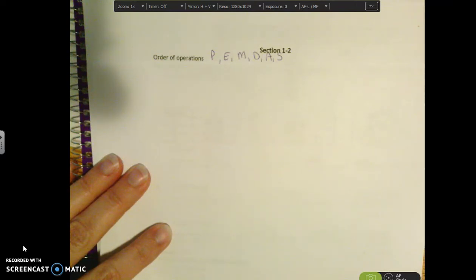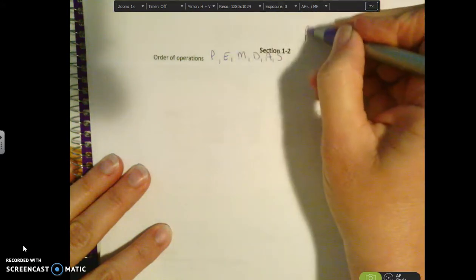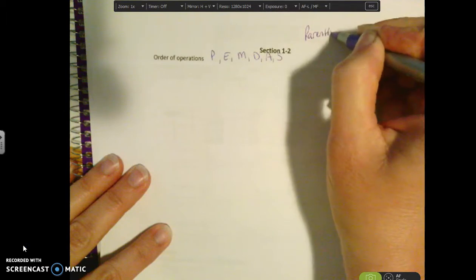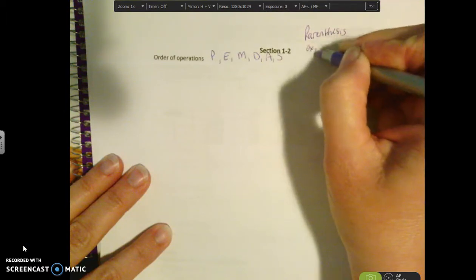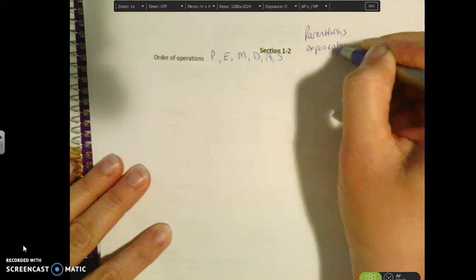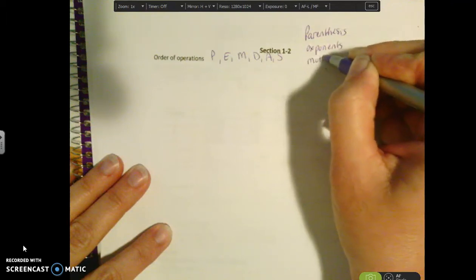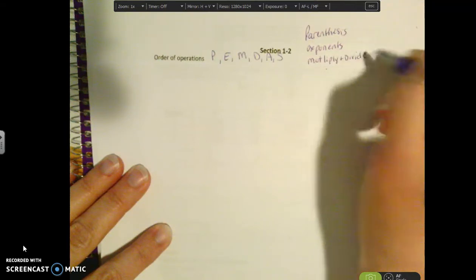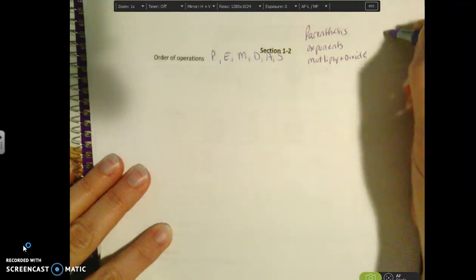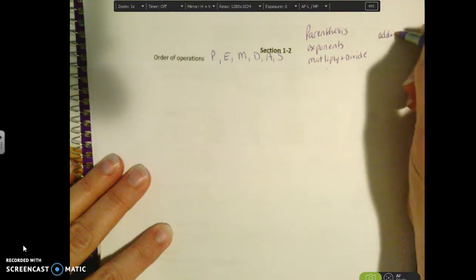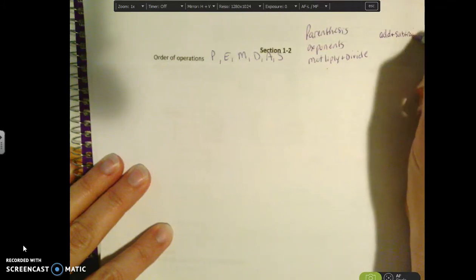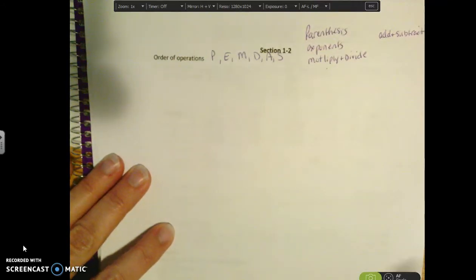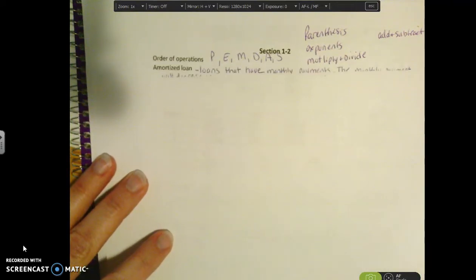We're talking about order of operations, and an abbreviation for order of operations is PEMDAS. So PEMDAS stands for parentheses, and then exponents. And then you will do multiplying and dividing. And when you do all the multiplying and dividing, you work that left to right. And then you will do addition and subtraction. And again, you'll do that left to right. So just keep that in mind as you're doing order of operations.